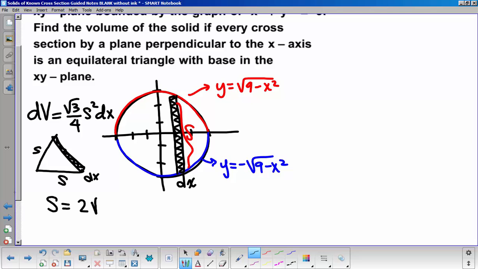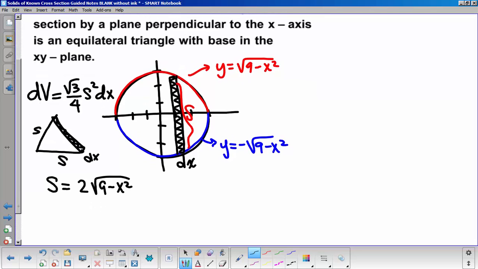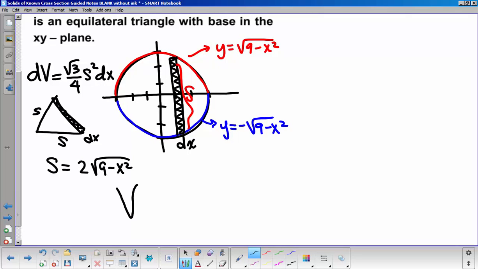Good. 2 root 9 minus x squared. Perfect. And so what is the volume of this shape going to be? Well, it's going to be the integral.